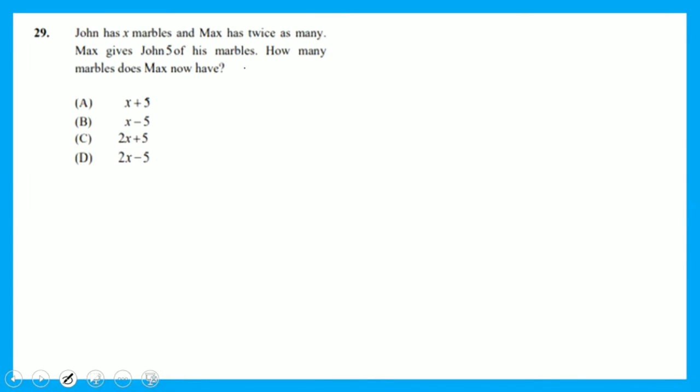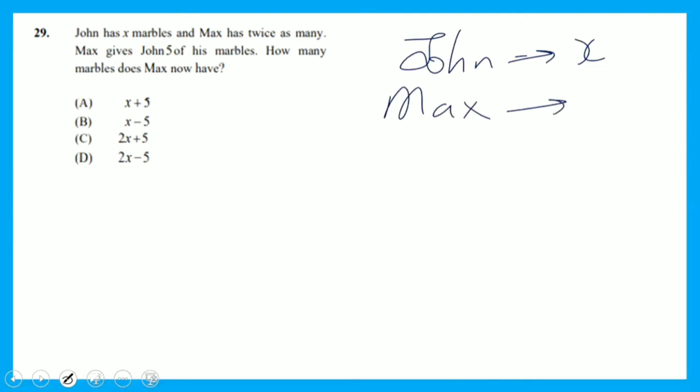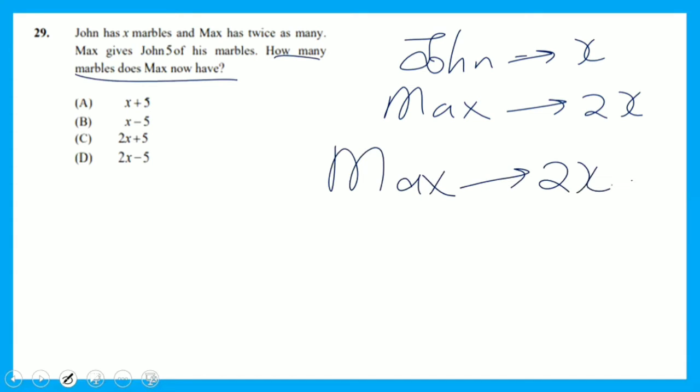John has x marbles. Max has twice as many. If Max has twice x, then that's 2x. Max gives John 5 of his marbles. Ooh. And now we're supposed to find out how many marbles Max now has. Max is giving away 5. So from what he has, he gave away 5. That will tell me what he now has. That's it. All right, and this question is very popular, by the way, in CXC multiple choice.